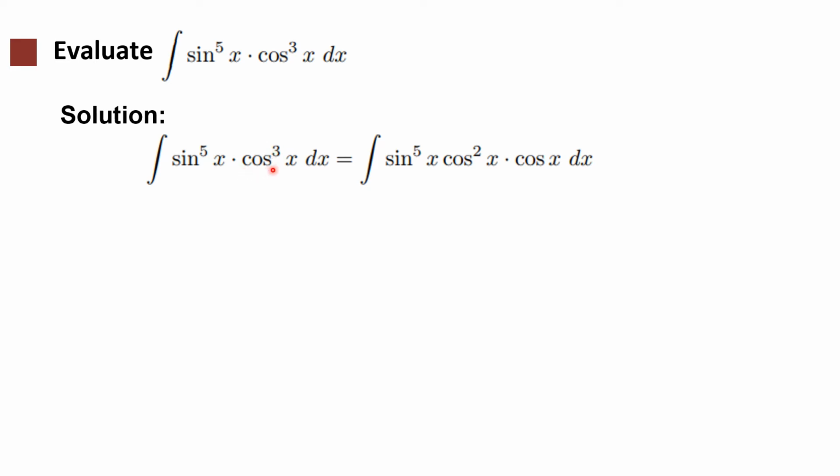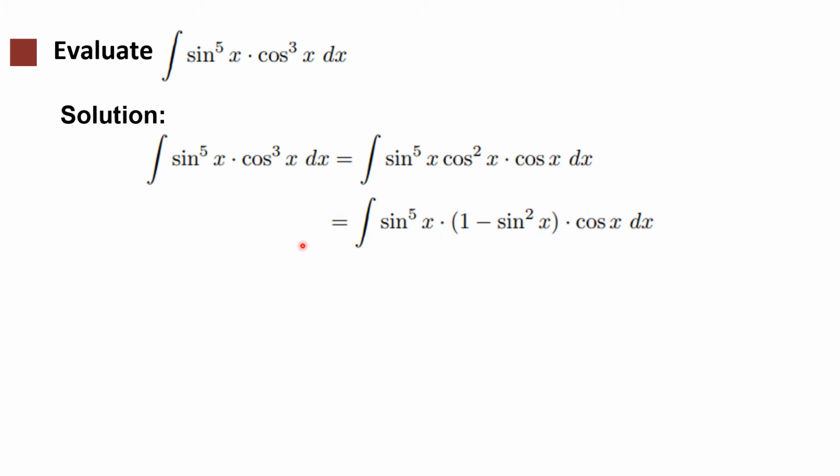rewrite cosine cubed x dx as cosine squared x times cosine of x. That's 2 plus 1, which is equal to 3. And then, since cosine squared x can be rewritten as 1 minus sine squared x, we now have the integral of sine to the fifth x times the quantity 1 minus sine squared x times cosine of x dx.